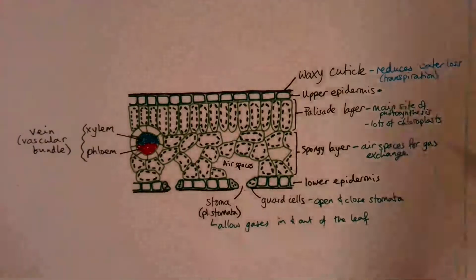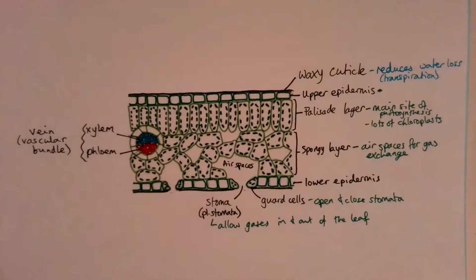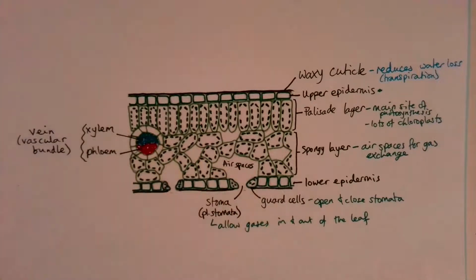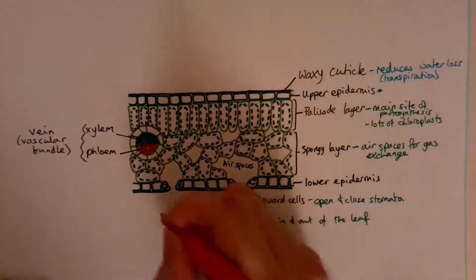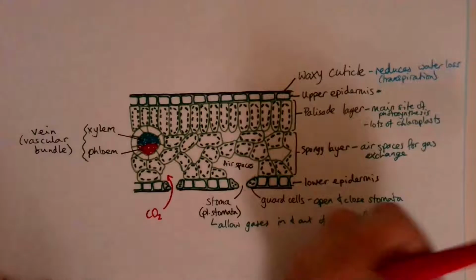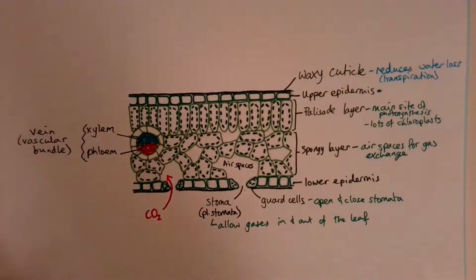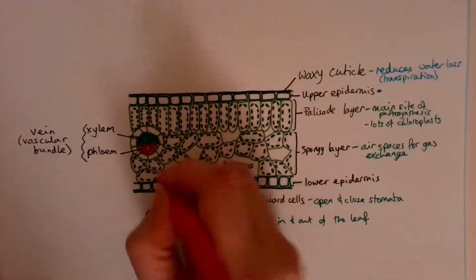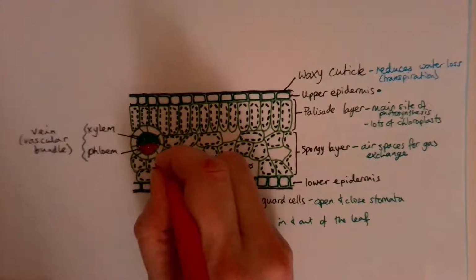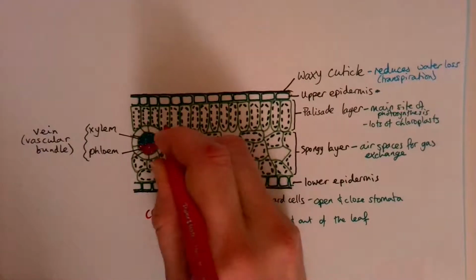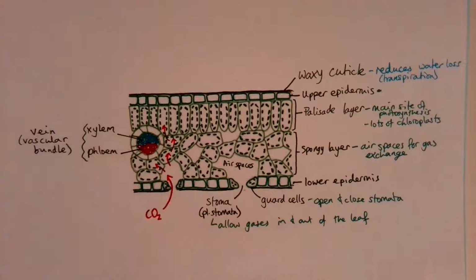So we've got all these structures, but the main features that are important in terms of gas exchange are stomata and these air spaces. So the stomata are going to allow gases in and out, and for the plant it's really important that they can get carbon dioxide, CO2, in, because carbon dioxide is used for photosynthesis. So carbon dioxide comes in through the stomata and it will diffuse into cells out of these air spaces and get passed through the leaf, so that any cells that need carbon dioxide will have some.